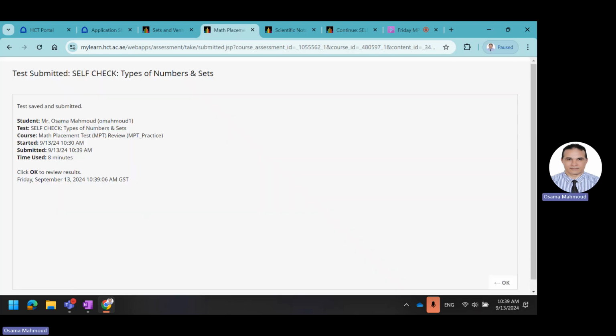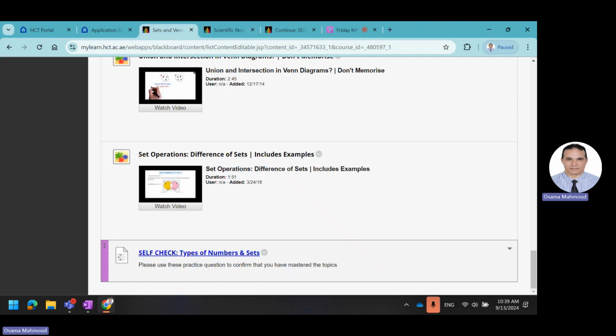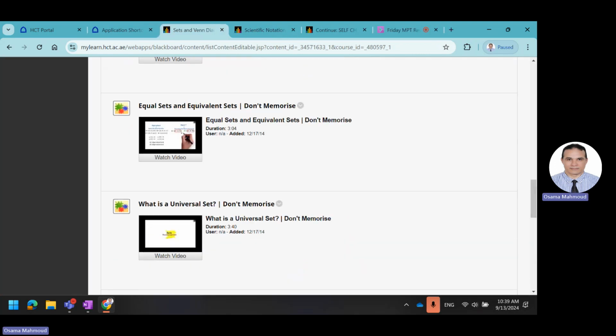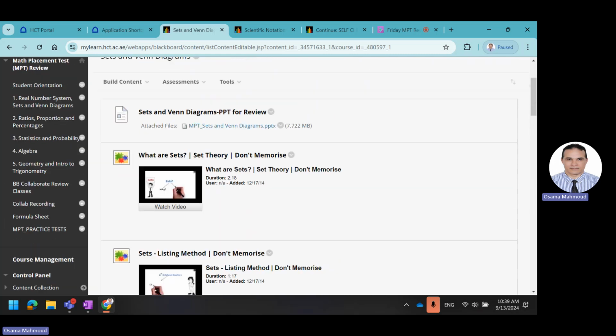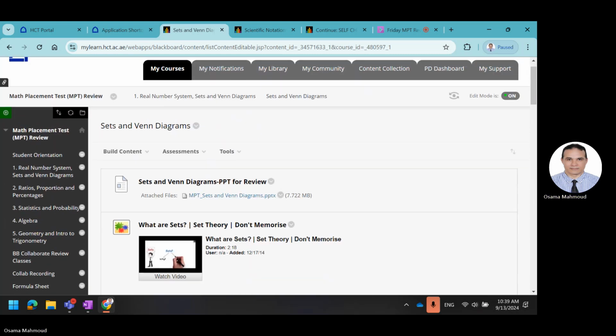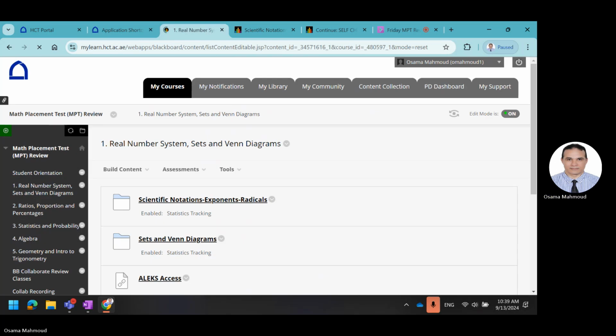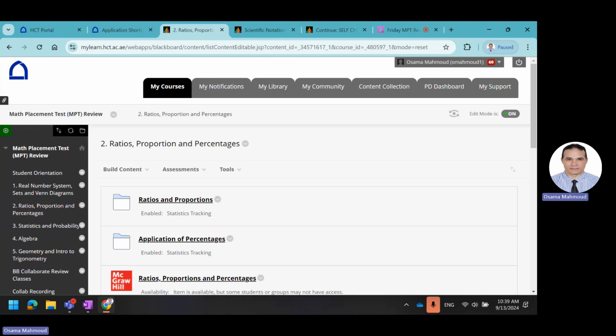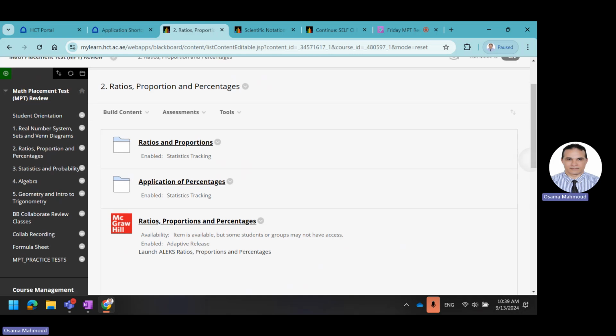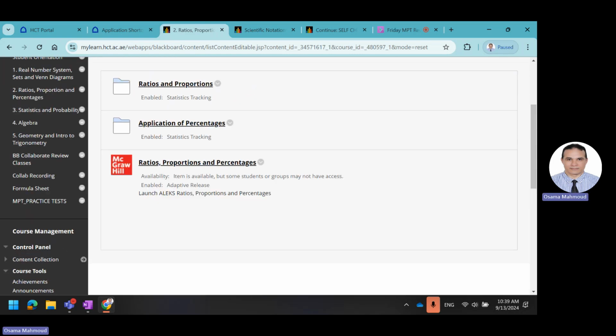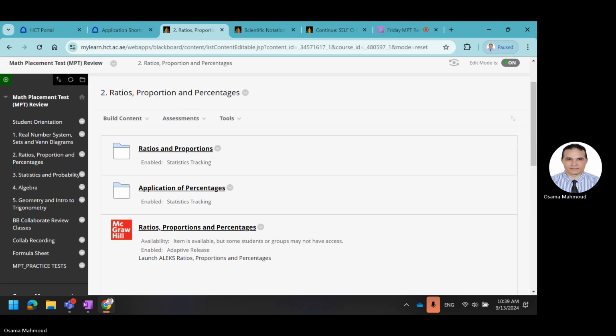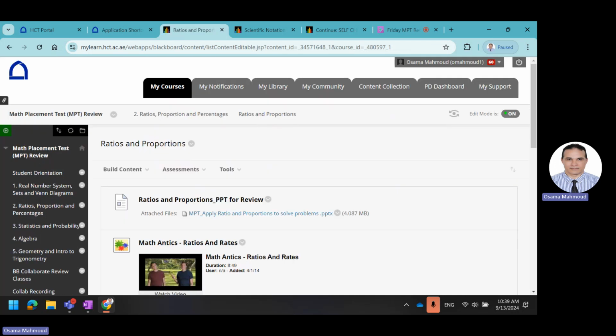Let's go see what's left. So I finished the first section, sorry. I finished the scientific notation and so on. So I finished the first part, real number systems, right? Now I'll go for ratio and proportion and properties. Proportion, sorry. I don't have a self-check here. Okay, let's go for this one and see.